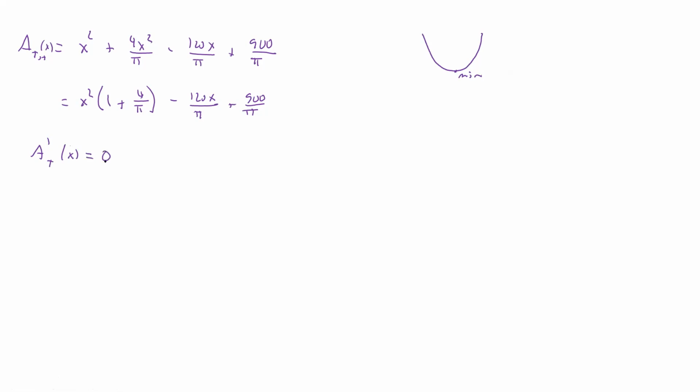And so we're going to set that equal to 0 and find what x is. Well, what I'm going to suggest is let's use our calculator, and we can do that immediately. We could go ahead and take a prime, which is going to be 2x times 1 plus 4 over pi, and then minus 120 over pi, and that's going to cancel out. And so this is what our derivative is, and we can set that equal to 0 and simplify, and it's going to be a line.